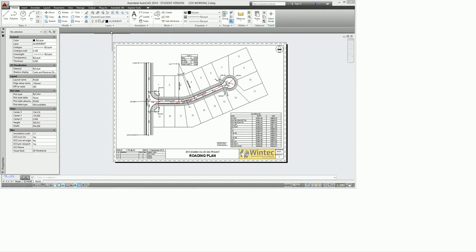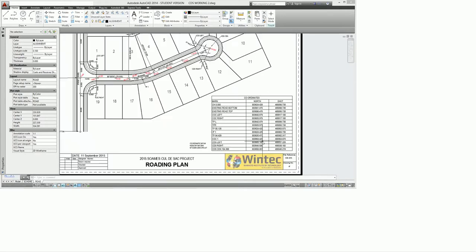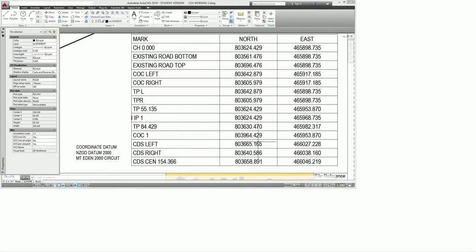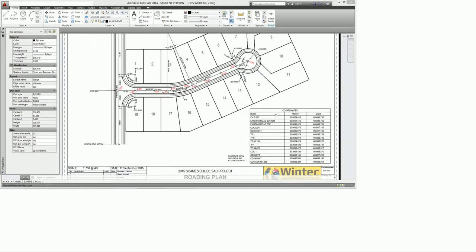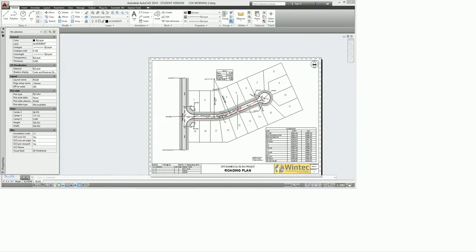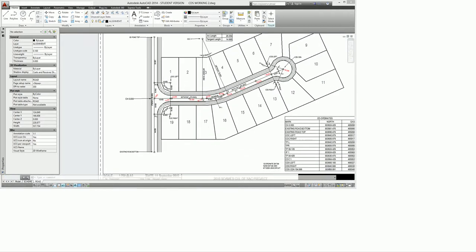and I've tidied up the plan, just sorted out a few bits and pieces, and I've added down in here the coordinates of the key points that I've labelled. I'm pretty sure that with this information on the face of the plan, any competent surveyor would have sufficient information to be able to set out that roading design, provided of course sufficient control had been provided, which I haven't shown at this point in time.